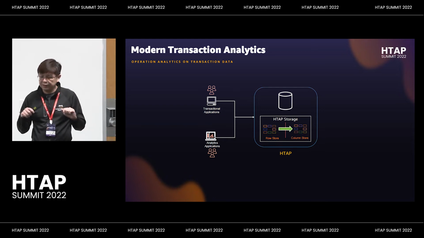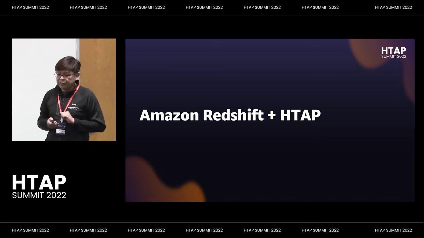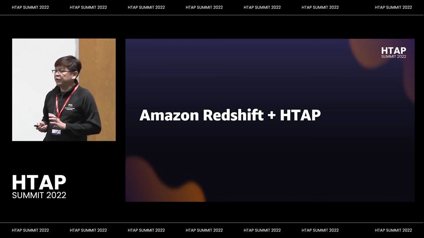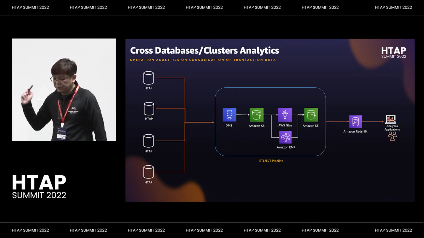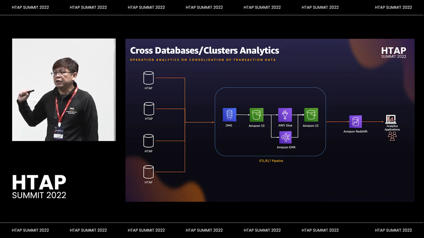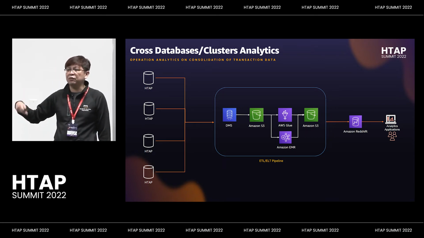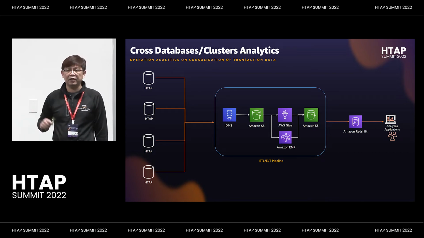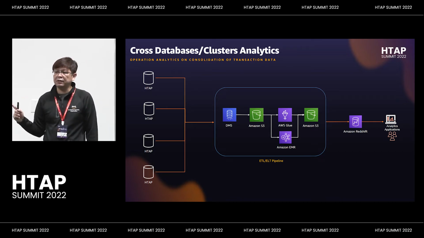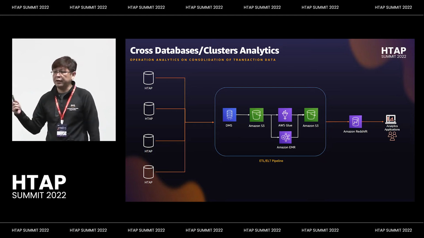When you run analytics, it accesses the column store. So let's dive into what we have today, talk about Redshift and HTAP, and how they can work together. The first thing to ask yourself or your customer: it's very common that in a customer environment, they don't run only one single database. In HTAP, one single database can support both transactions and analytics.